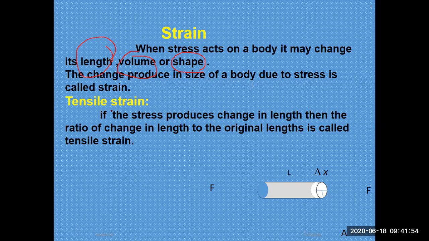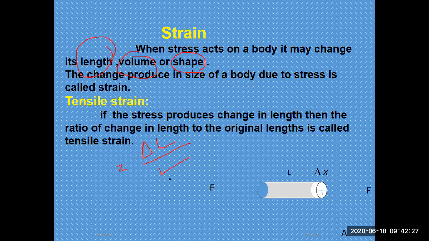Now the tensile strain: if the stress produces a change in length, then the ratio of change in length to the original length is called tensile strain. Change in length per unit length is basically called tensile strain. The unit of length is meter, and this length is also in meter. So this meter cancels with this one, so there is no unit at the end.